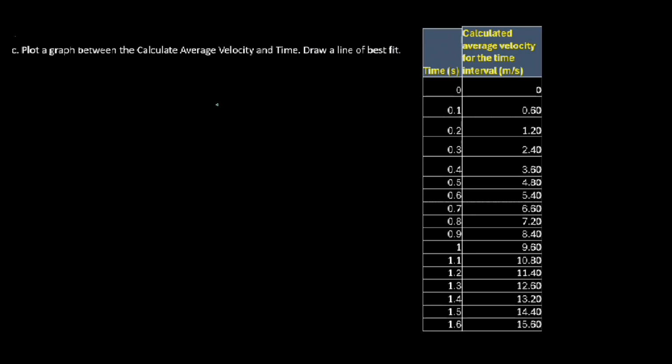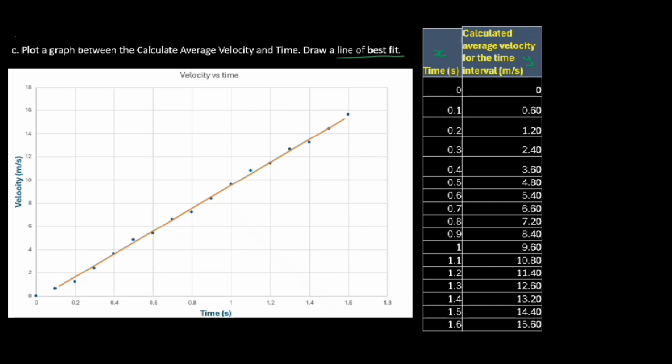In part C, you need to plot a graph between the calculated average velocity and time. And then we have to draw a line of best fit. So these are the time values and the values of average velocity. We need to plot a graph using these two values. Now, when you're plotting a velocity versus time graph, the time values will come on the x-axis, whereas velocity values will be on the y-axis. So when you plot a graph of this velocity versus time values, you get a graph that looks like this. When we are plotting a graph, we need to remember certain important points.